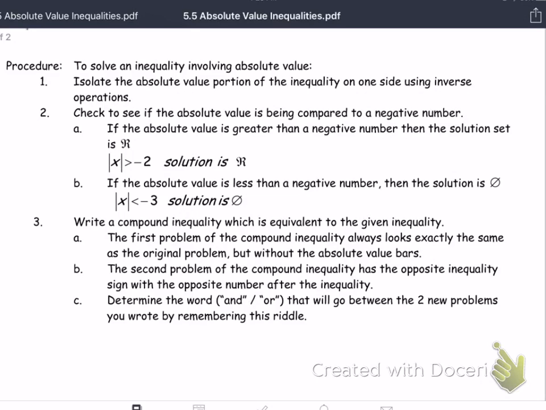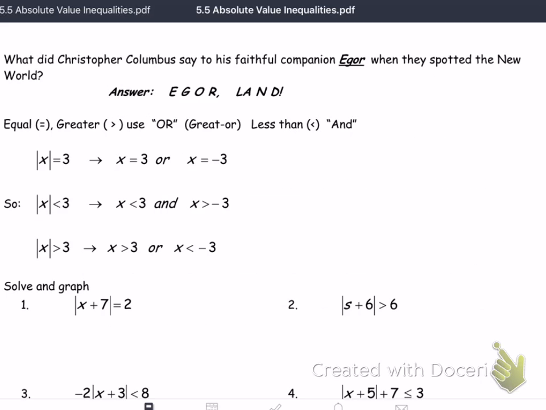Now, step 3 of the procedure can sound a little bit confusing, right? What is it saying with the compound inequality, when to use and or or? So, if you go to the next page, we have a mnemonic device that will hopefully help you. And what did Christopher Columbus say to his faithful companion Igor when they spotted the New World? The answer is: Igor, land.